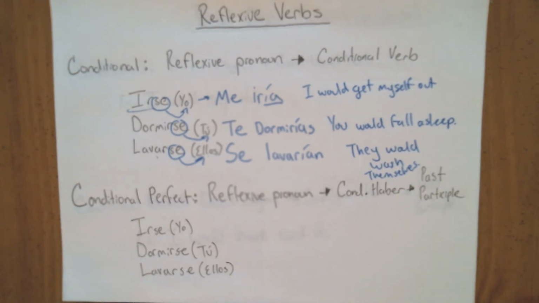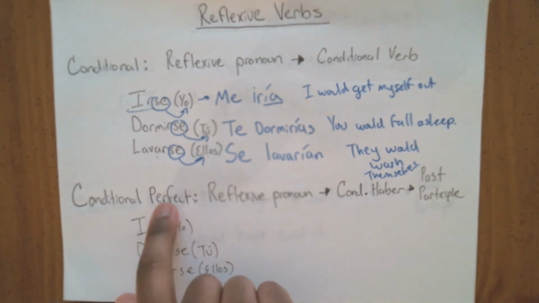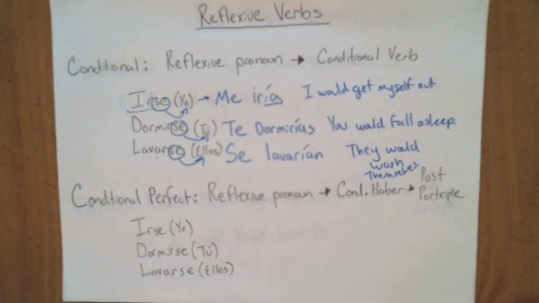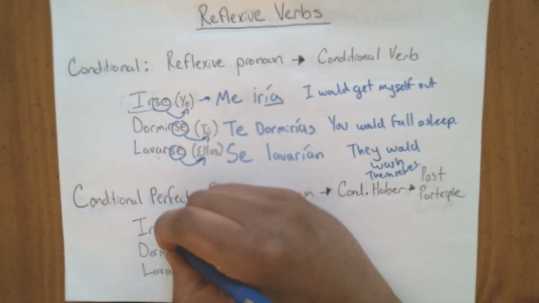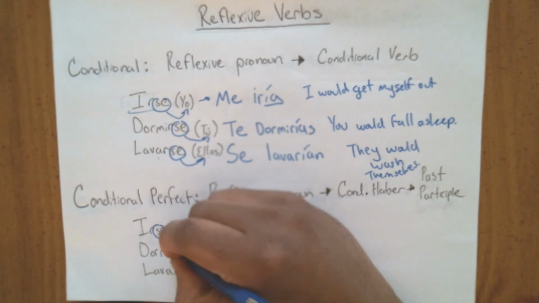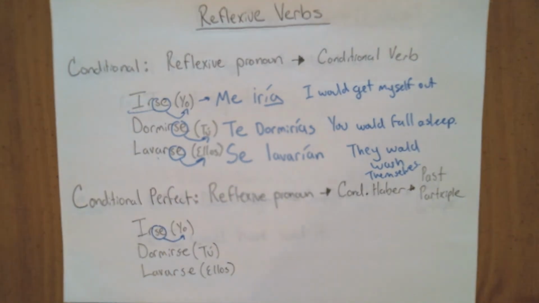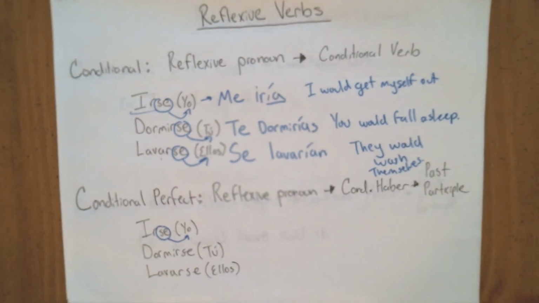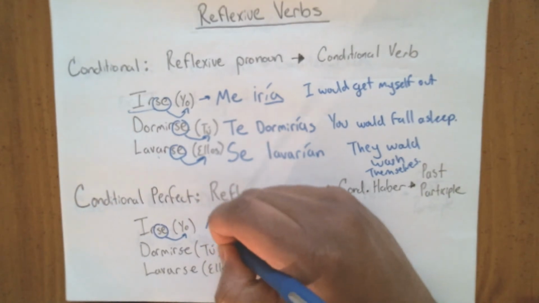So, irse, meaning to get oneself out. We're in the yo form again, so this time we're not saying I would get myself out. We're in the conditional perfect. We're saying I would have gotten myself out. So the first thing we do is we take our reflexive verb, our reflexive pronoun, put it in the right form. Here we know we need the yo form, so that's just me.